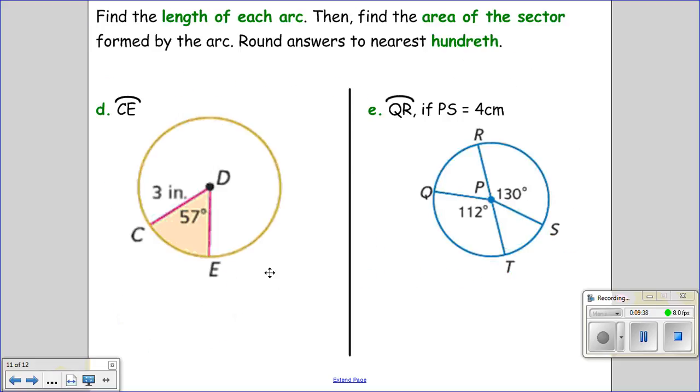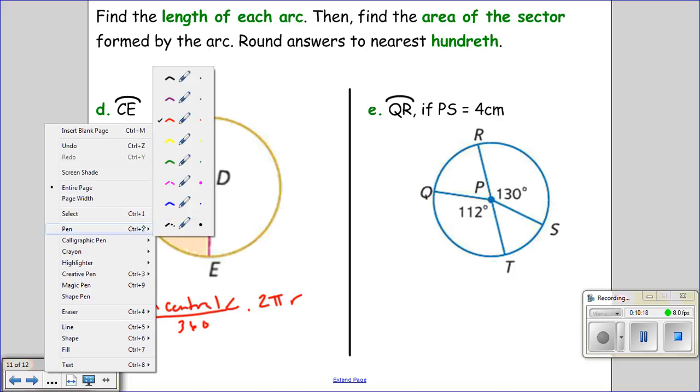So for these examples, we're going to find the length of each arc and find the area of the sector formed by the arc and round our answers to the nearest hundredth. So to find the length of the arc, the length of the arc is equal to the measure of the central angle divided by 360 times the circumference of the circle, which is 2 times pi times radius.